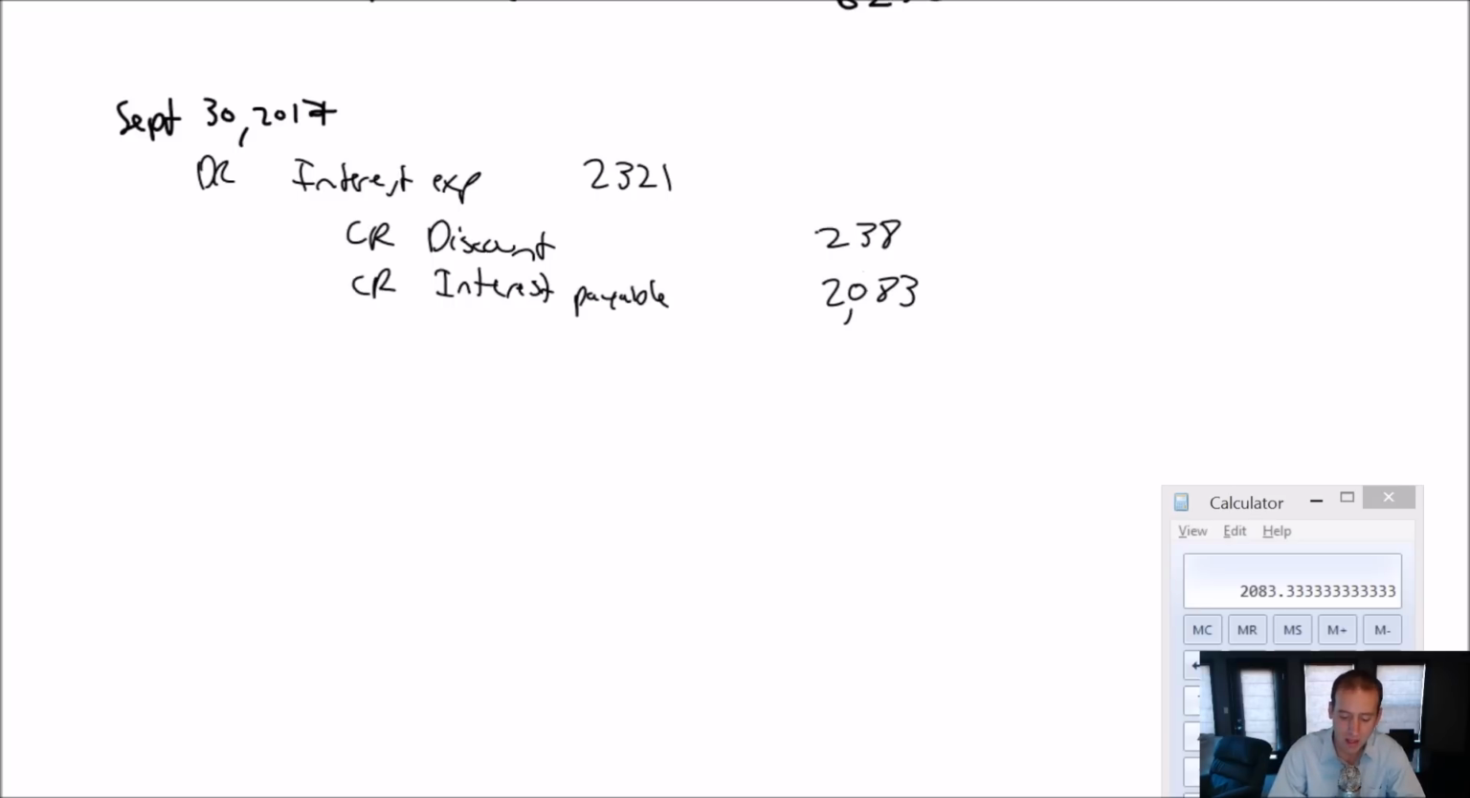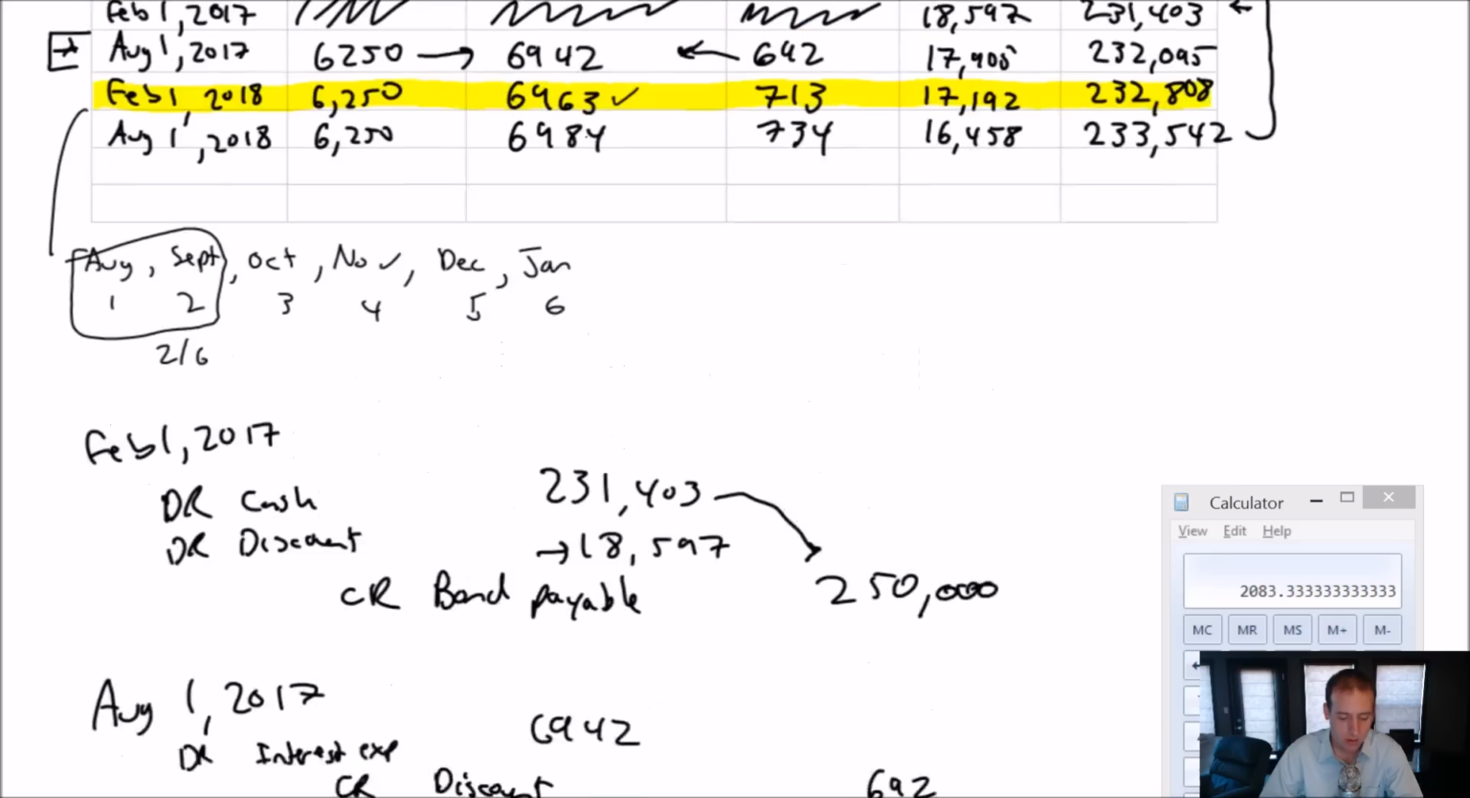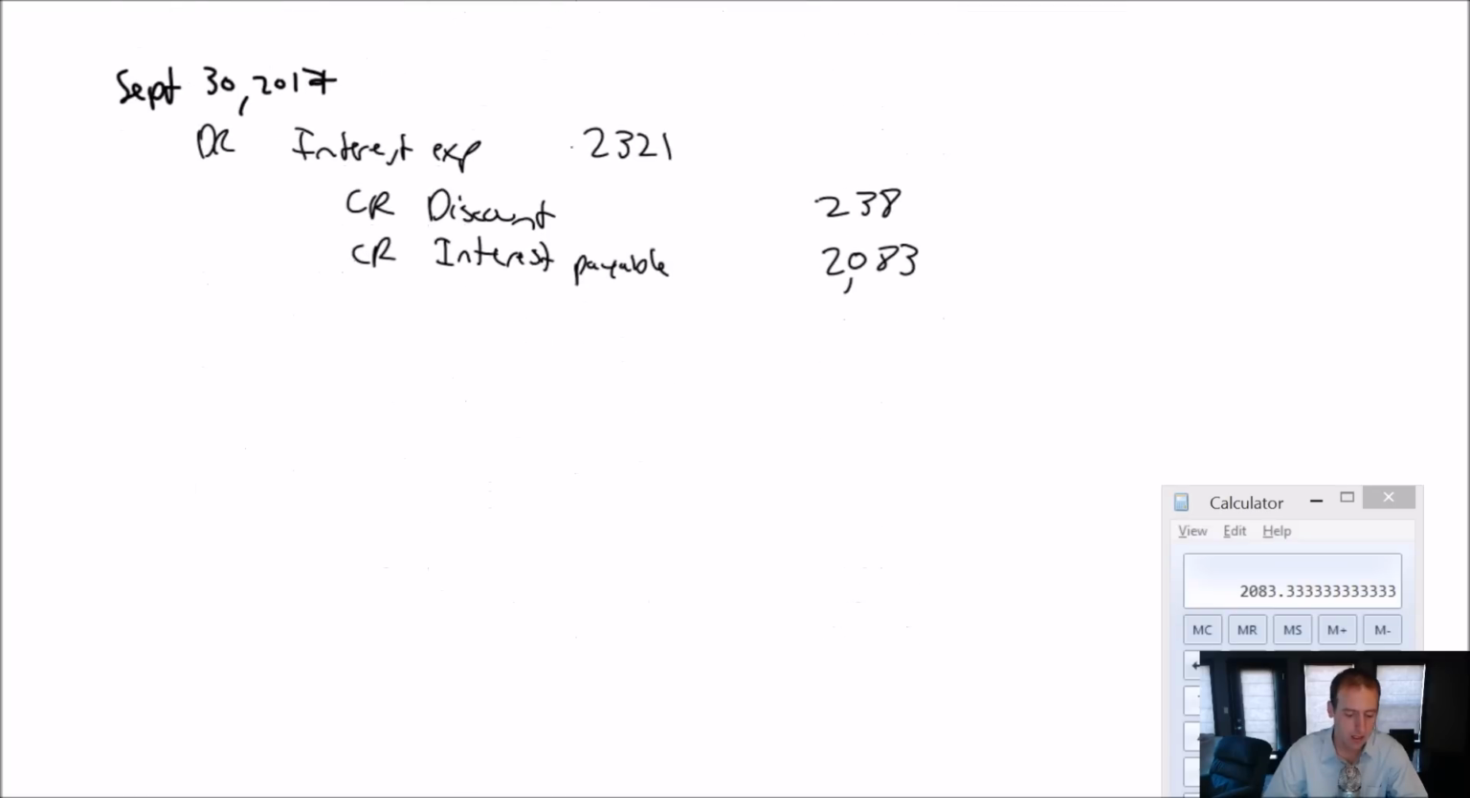And you can see the math works here. If I add these up, it does indeed. $20.83 plus $238 equals $23.21. I have accrued my interest expense properly for the period. Now we've got one more entry to do. February 1st, 2018.